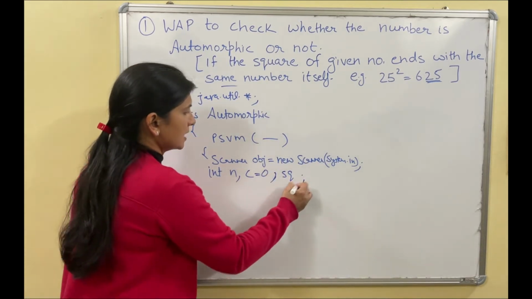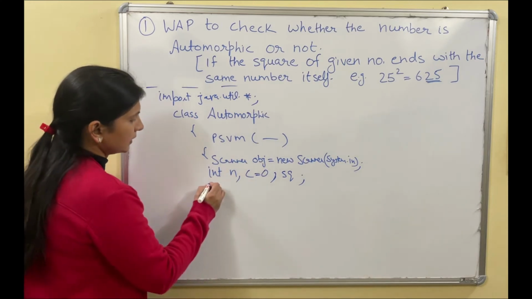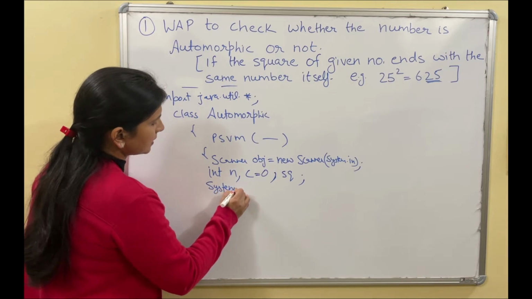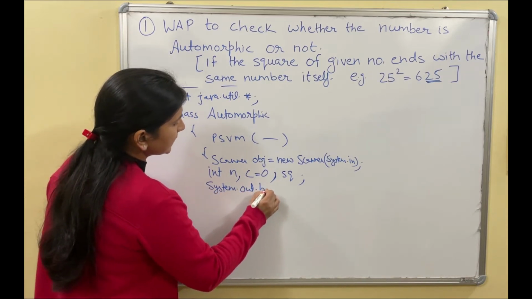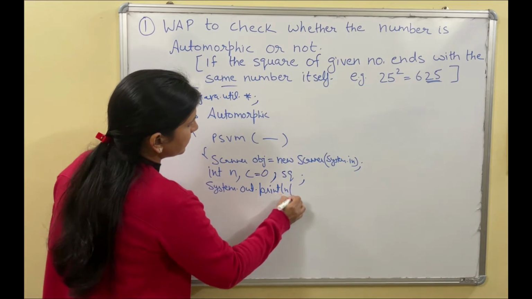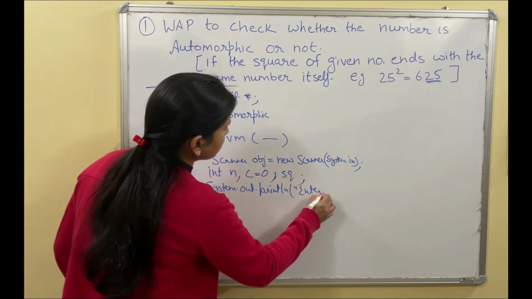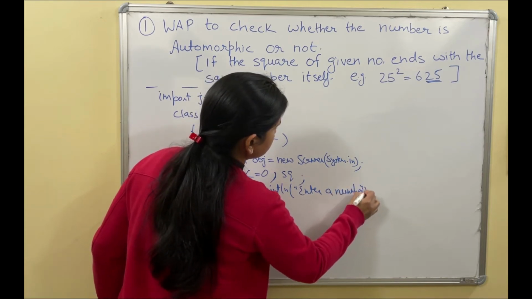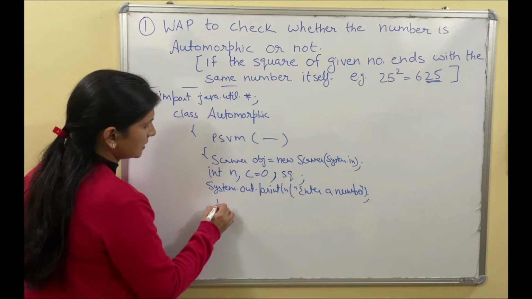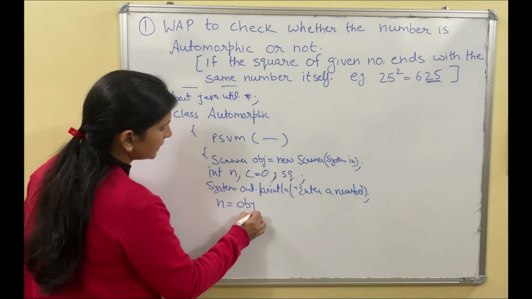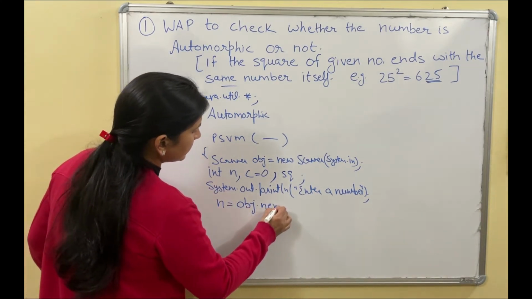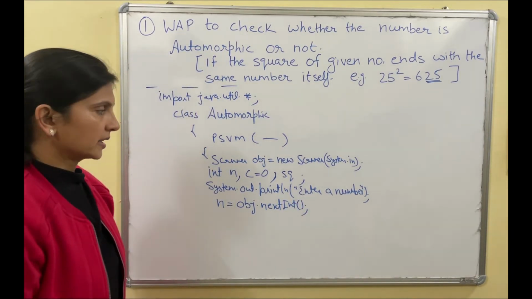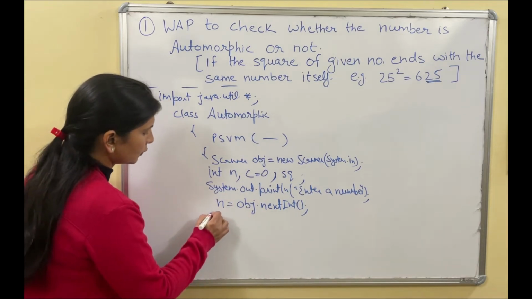Okay, now we will write the message System.out.println, enter a number. So first we will input the number and we will read it by nextInt: n equals obj.nextInt. Then we will use the for loop.